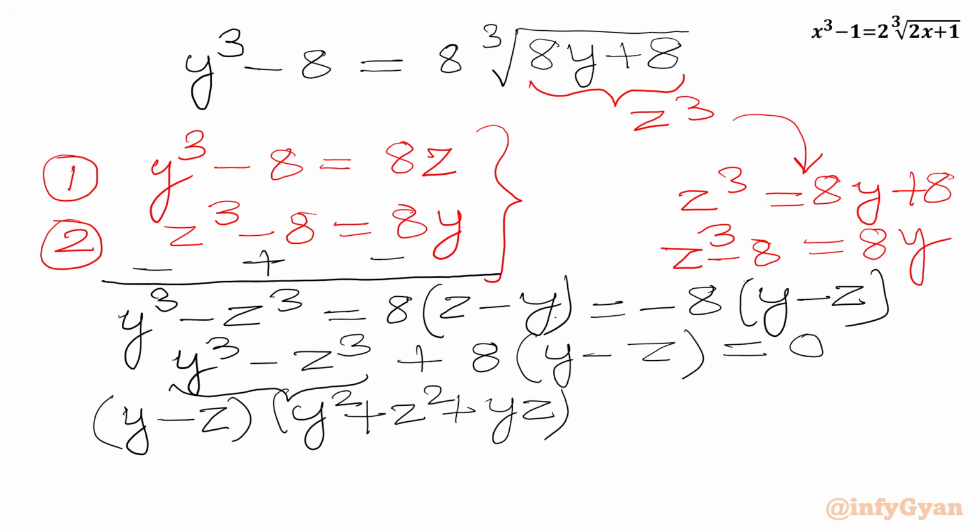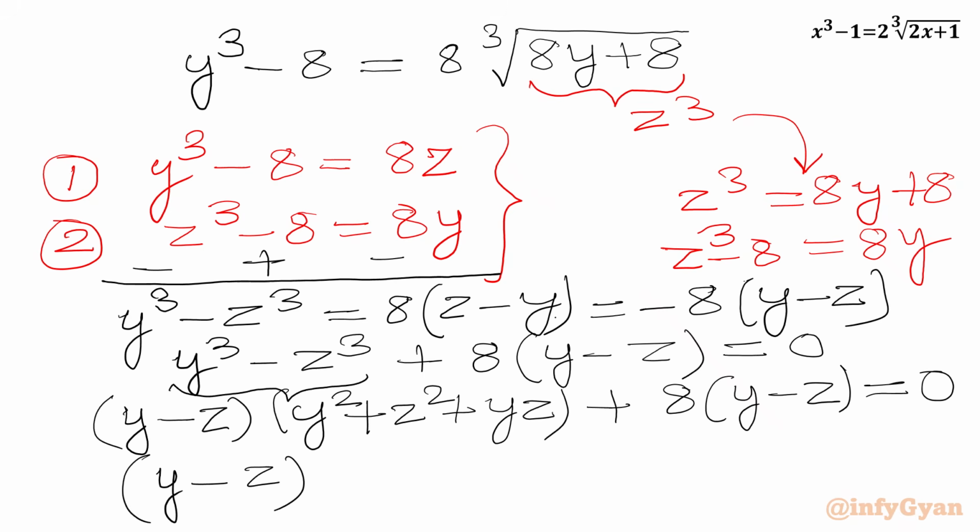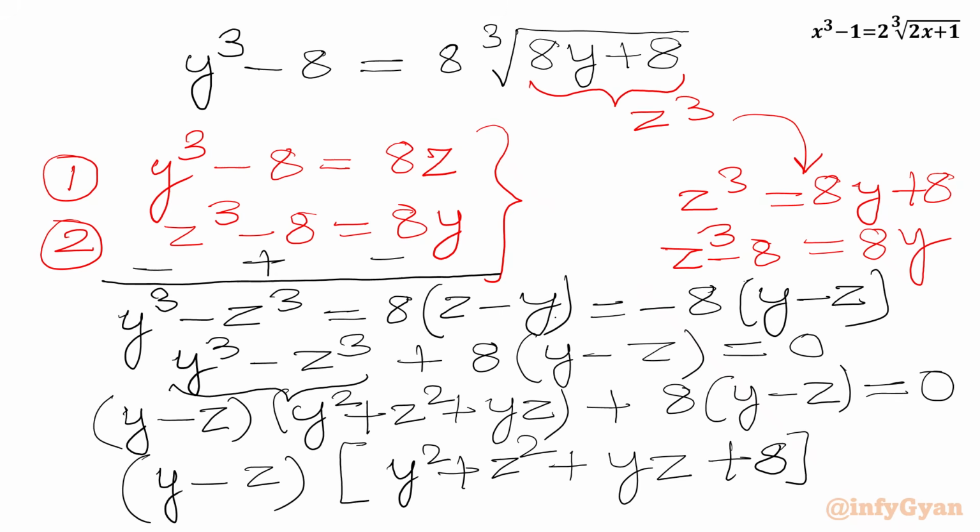Then we have plus 8 times y minus z. Now from this equation, y minus z is overall common. We will write here y minus z, and in the other bracket we can write y square plus z square plus yz plus 8, equal to 0.